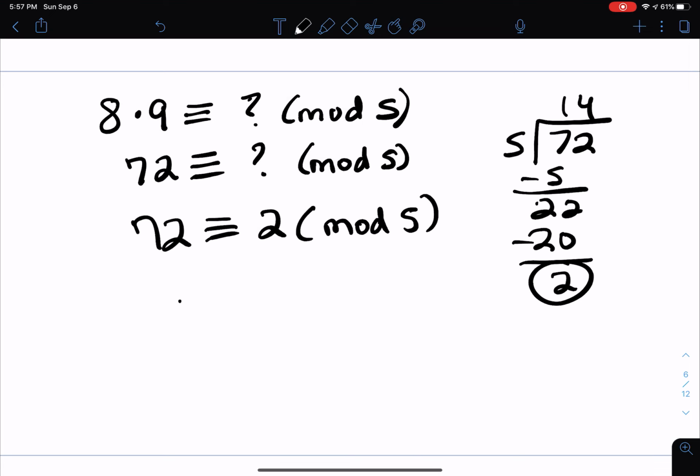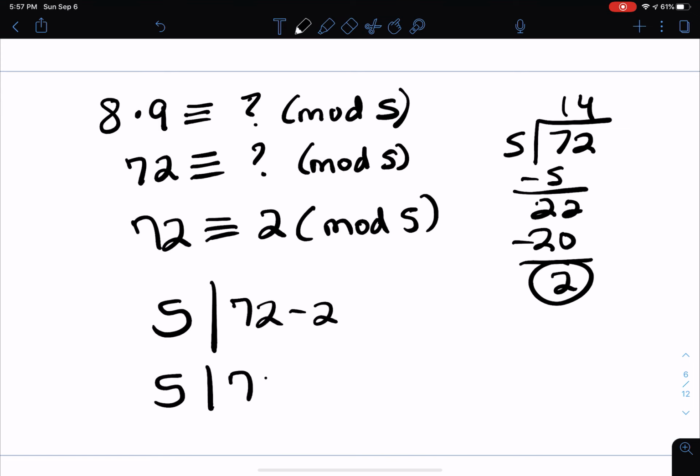And you can always check it by making sure that 5 divides evenly into 72 minus 2. 5 divides evenly into 70. Well, that's true. 70 ends in 0. Remember, if it's divisible by 5, it ends in 0 or 5. This one ends in 0, so it's divisible by 5. So that one, you just have the one answer.